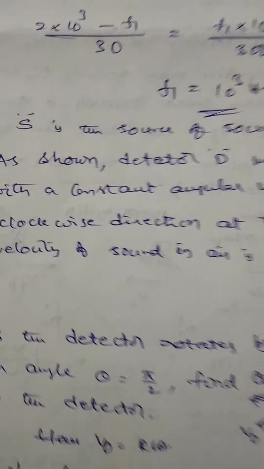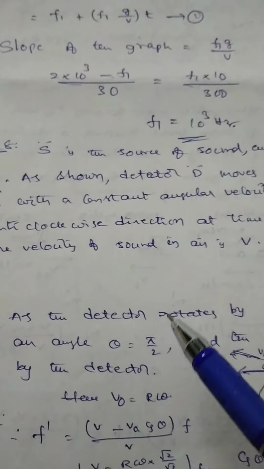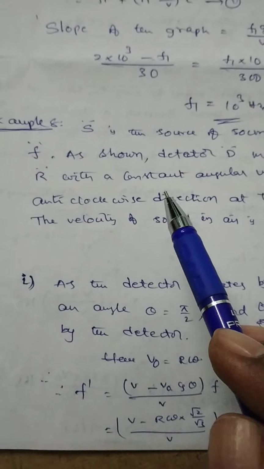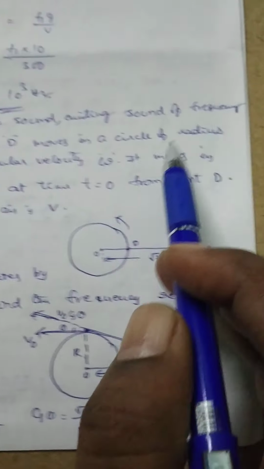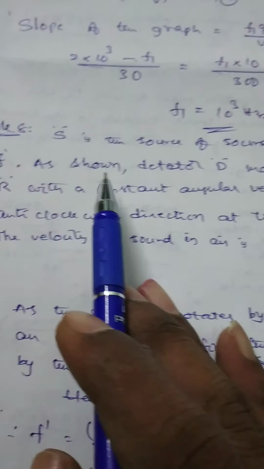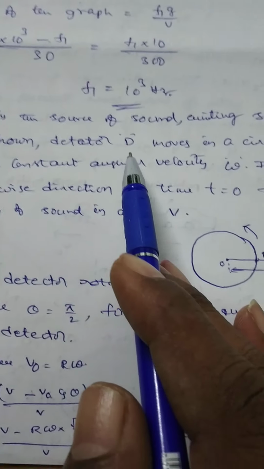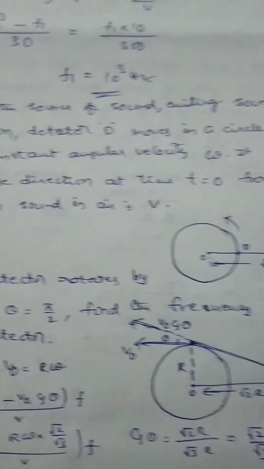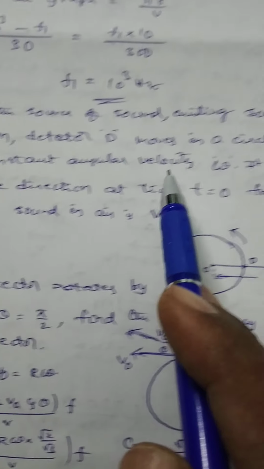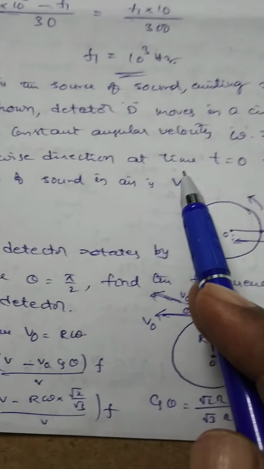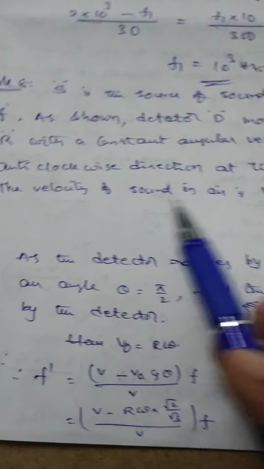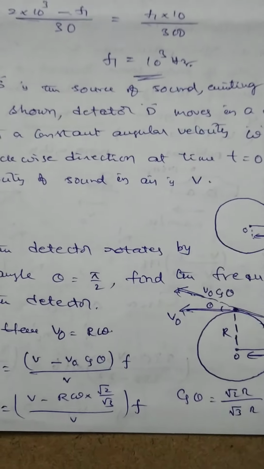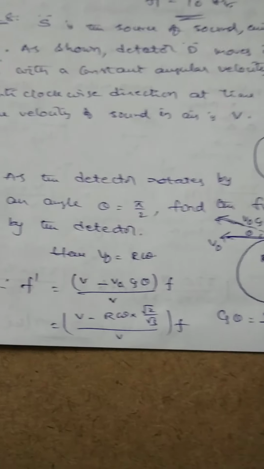Next one. The second problem is one very, very important in the sense of advanced level. Suppose here S is a source of sound emitting a sound of frequency f. As shown, the detector D moves in a circle of radius capital R with a constant angular velocity omega. It moves in anti-clockwise direction at a time t is equal to 0 from point capital D. The velocity of the sound in air is equal to v.